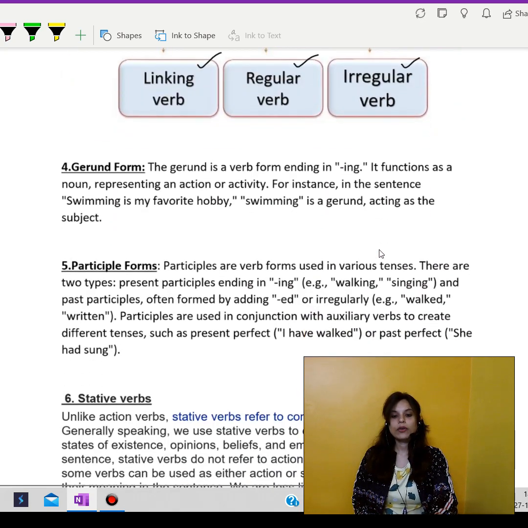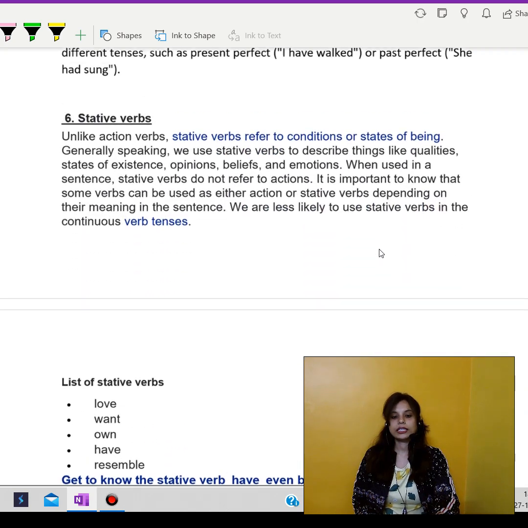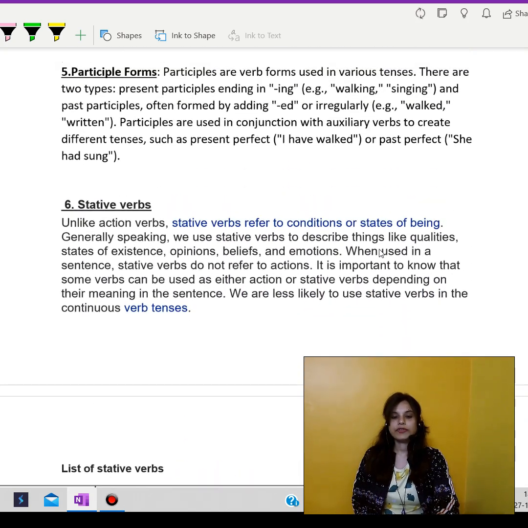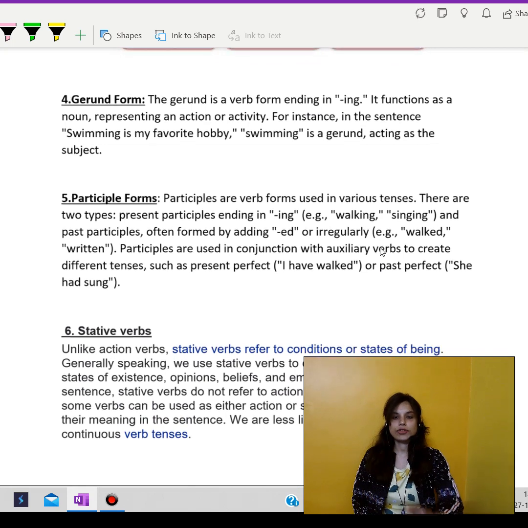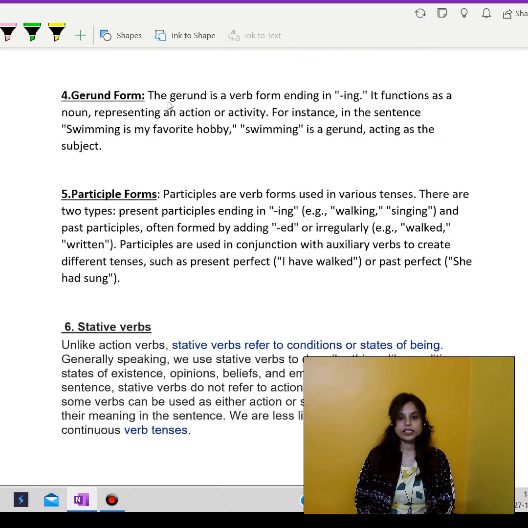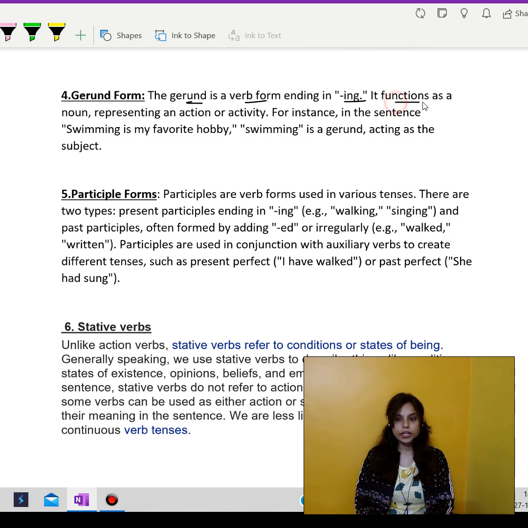Before that, we are going to talk about certain things like stative verbs, participle forms, and gerund form. What is this gerund form? The gerund is a verb form which is ending in ing. So it's basically the continuous form or the progressive form of the verbs, which is also called the gerund verb or gerund form of the verb. It functions as a noun, representing an action or activity.